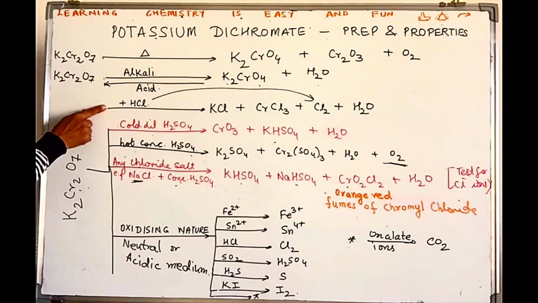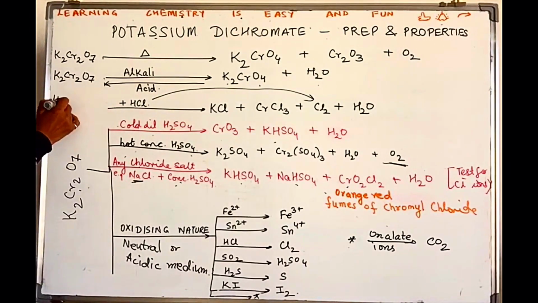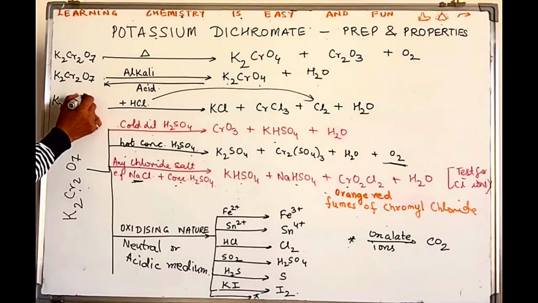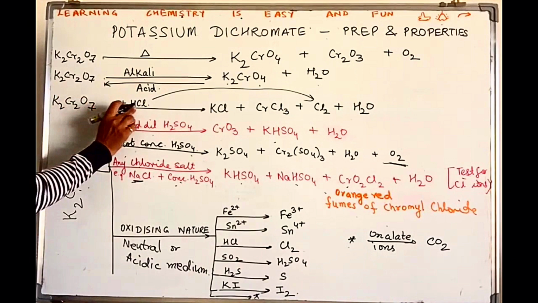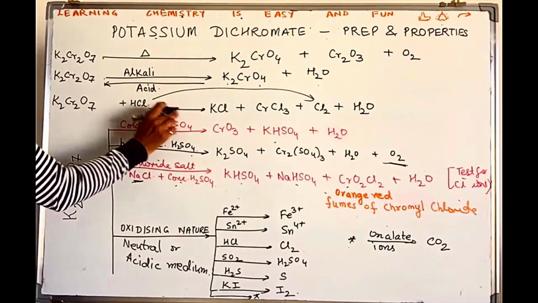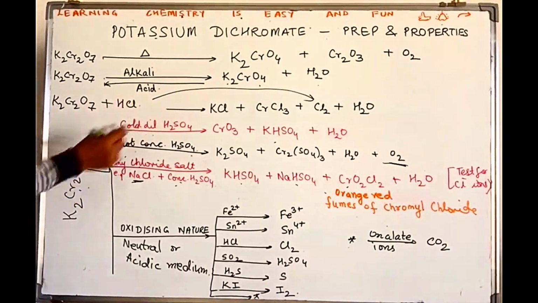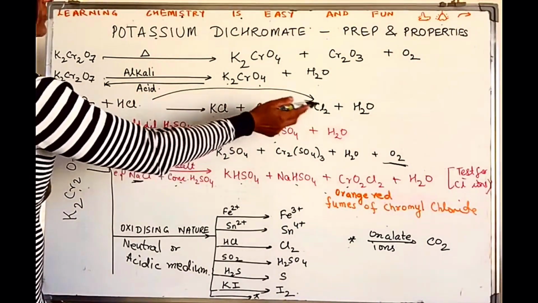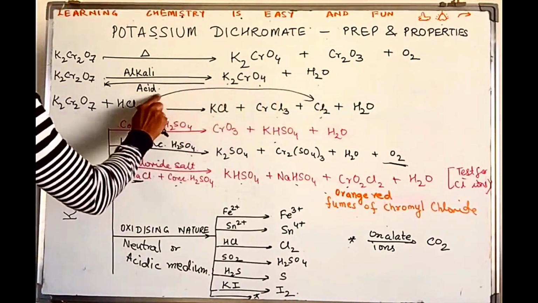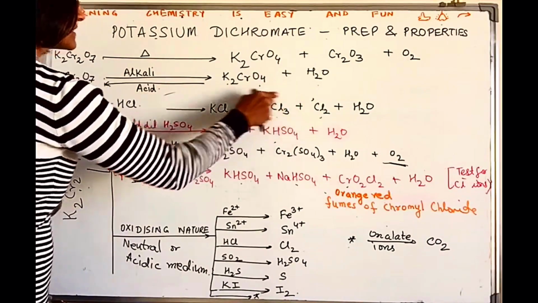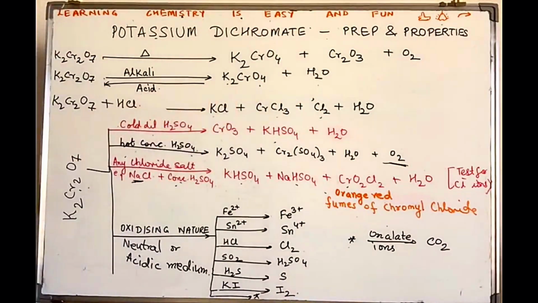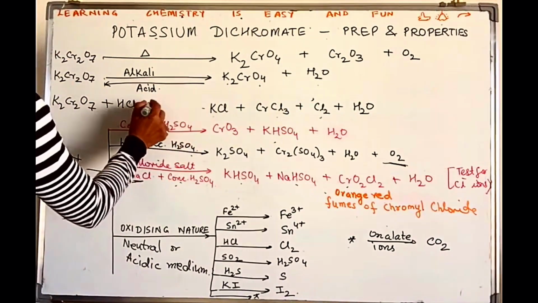Third reaction, K2Cr2O7 plus HCl, simple, gives us KCl plus CrCl3 plus chlorine plus water. I will teach you how to write this equation in fractional method also, in stepwise manner as well.